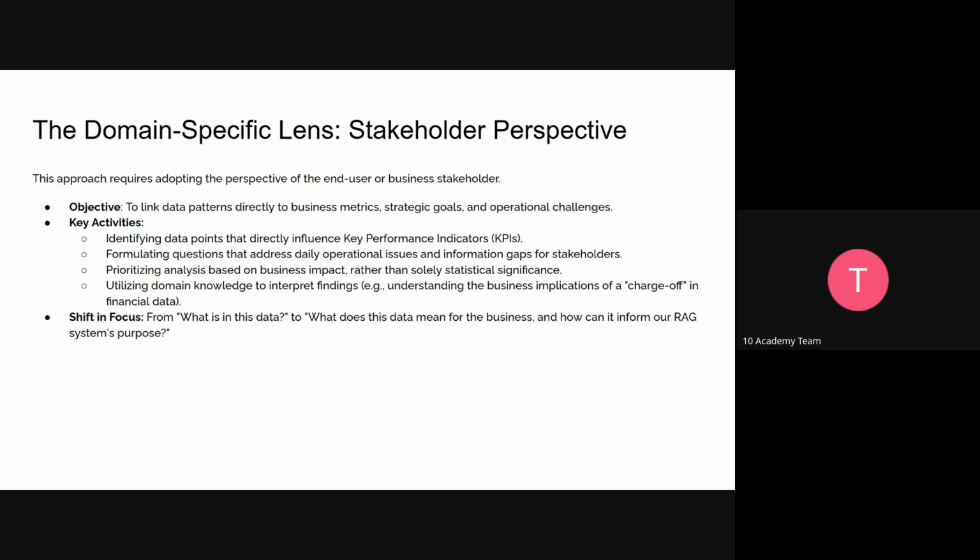So the idea of EDA, or the idea of doing that type of analysis, will directly shift from exploring the data to what the goal of the data is, or what useful information the data has that is directly related to the RAG system that we're building.